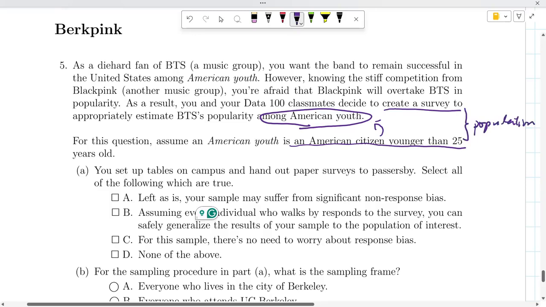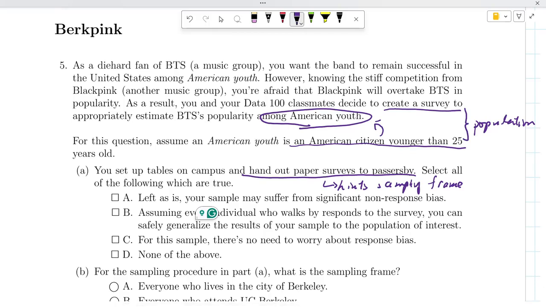Okay, now what's your surveying frame? Let's look at subpart A. So you set up tables on campus and hand out paper surveys to passersby. This is your method of surveying, and it hints at the sampling frame, which is just people who walk by your desk. So left out is your sample may suffer from a significant non-response bias. Yes, that's true, because I can just walk by a desk and not respond to anything. This is just like how club fairs happen at the front of Sather Gate. So this is definitely true.